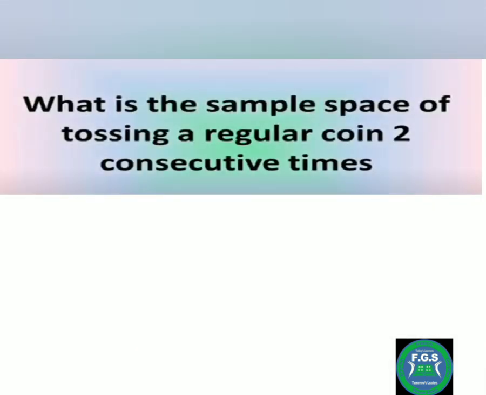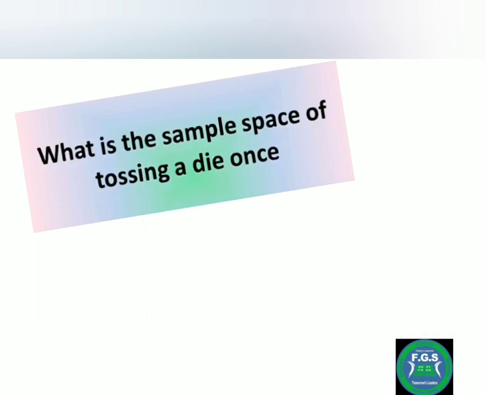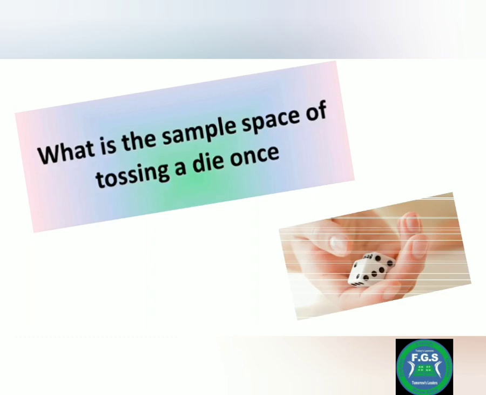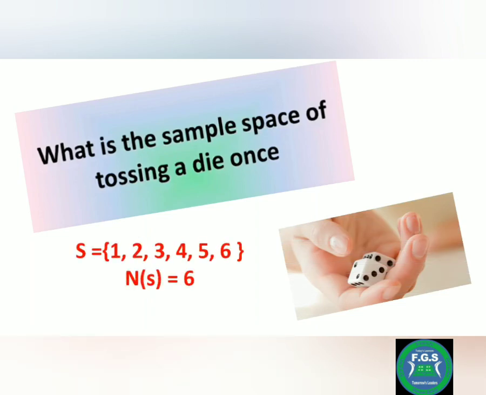What is the sample space of tossing a regular coin 2 consecutive times? S equals TT, TH, HT, HH. The number of the sample space equals 4. What is the sample space of rolling a single die? Yes, bravo. S equals 1, 2, 3, 4, 5, 6. The number of S equals 6.